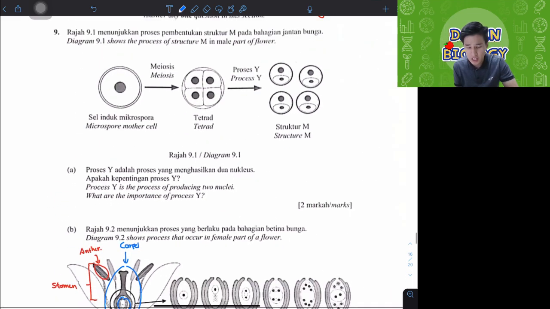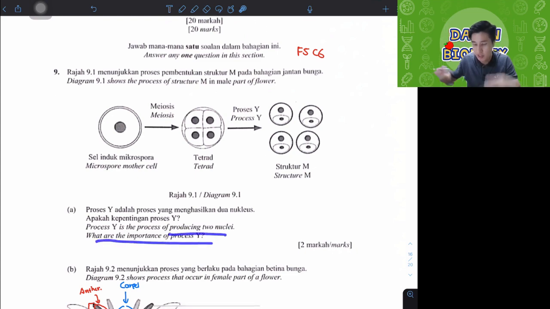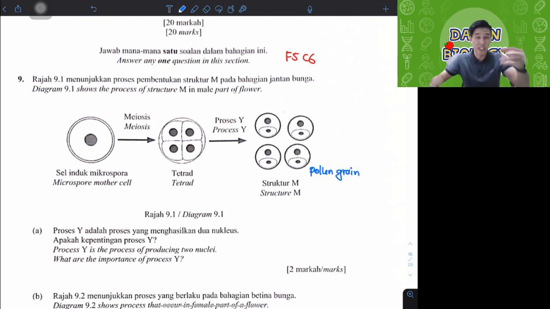Alright, let's look at the first question. They say process Y produces 2 nuclei. What is process Y? Let's briefly go through the whole thing first. By the way, this is the pollen grain. Just like in humans, to produce sperm, you cannot straight away get sperm. There is a sequence of processes the cell needs to undergo. This cell over here, the microspore mother cell, needs to undergo a few processes to become a pollen grain. So the microspore mother cell first undergoes meiosis, then you have 4 microspore cells.